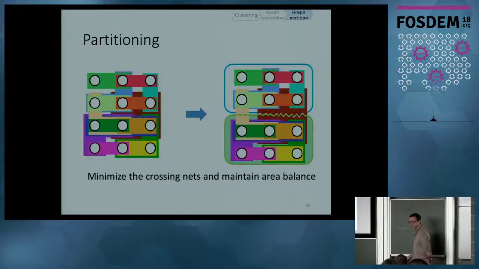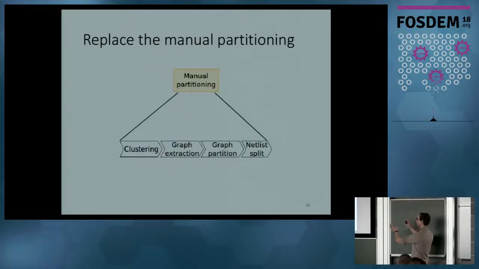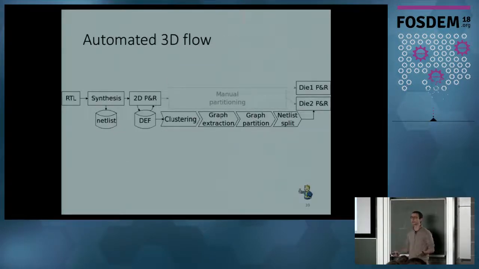Okay, that stage done. The next step is to generate some netlist. So in a 2D ASIC flow, like Steph said earlier, you would generate a netlist after the synthesis, and then you will use this netlist to place and route your design. Well, for the 3D flow, it's exactly the same. You need to generate a netlist for each of the partitions, for each die, for each layer, that you can then place and route and interconnect together. So those 4 steps aim at replacing that silly manual partitioning, so that we can have an automated 3D flow, not manual, automated 3D flow.